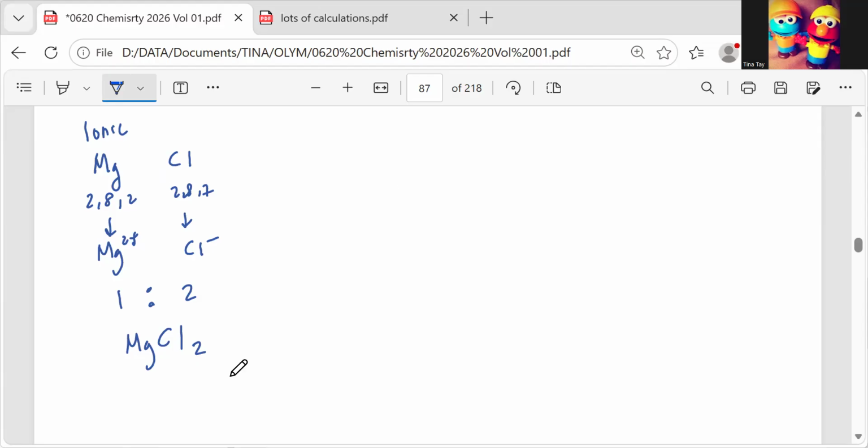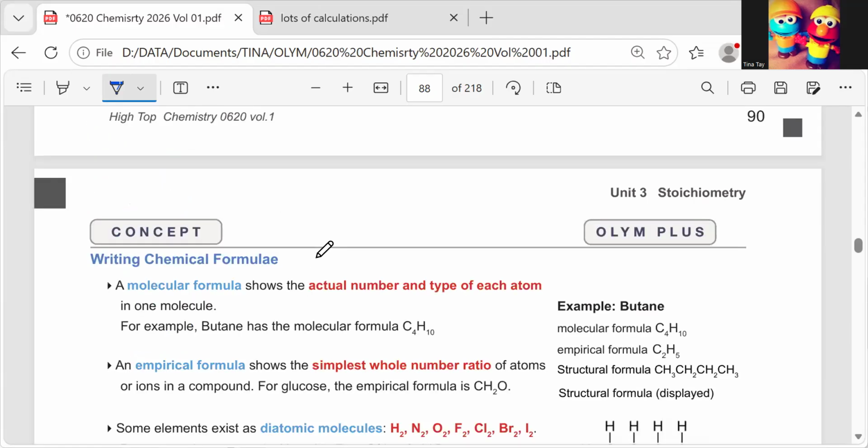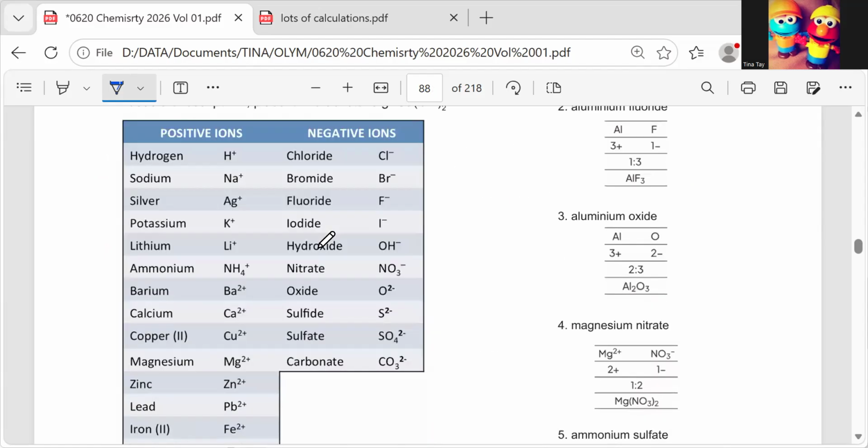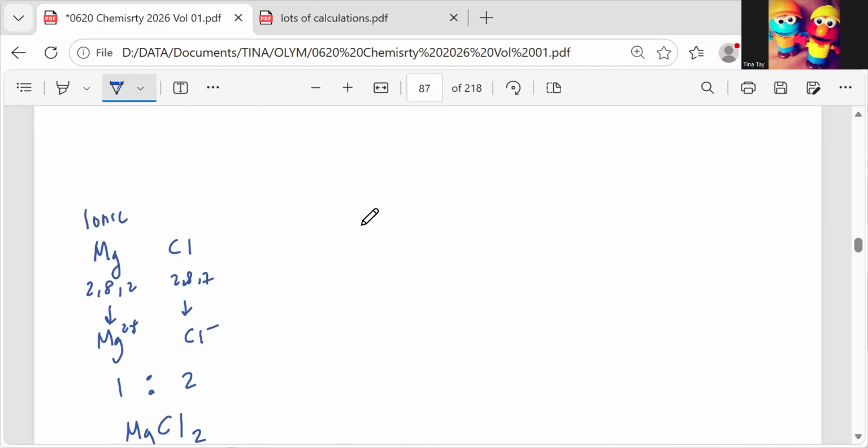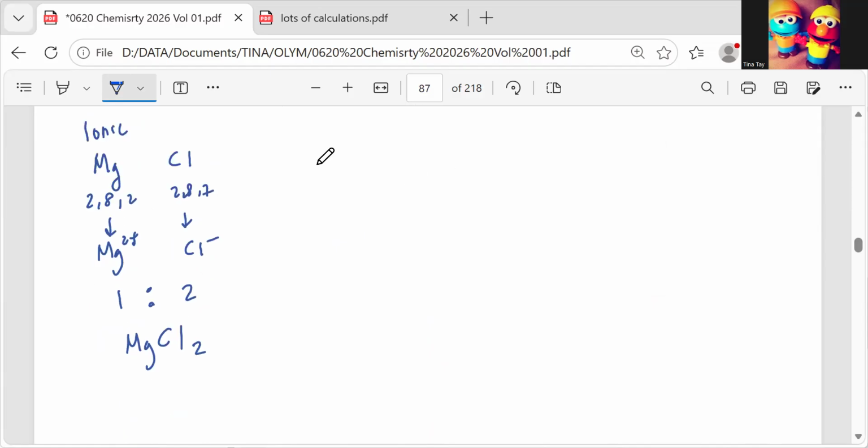So what we do is we don't need to do this method anymore. We just need to remember the ions and then we swap. For example, you already know that Mg is 2+ and Cl is 1-. All you need to do is swap the numbers. So the 2 from the positive goes down here, and the 1 goes down here. So it becomes MgCl2.